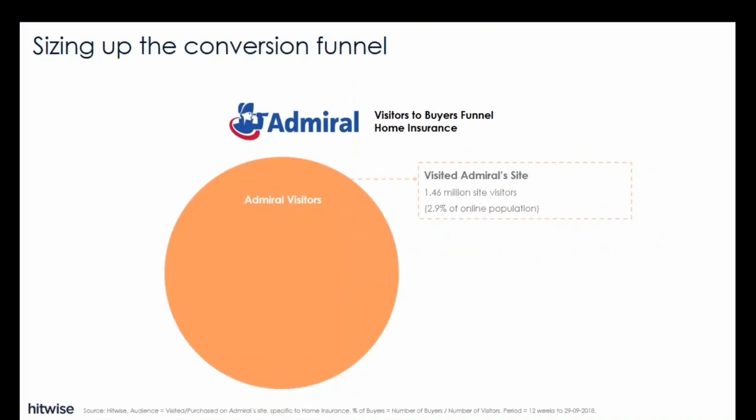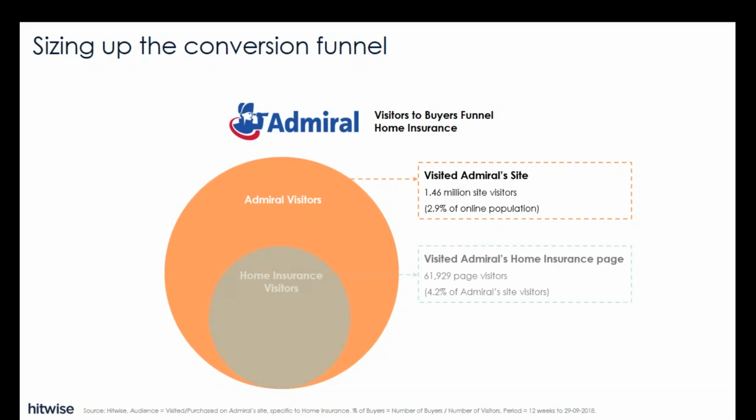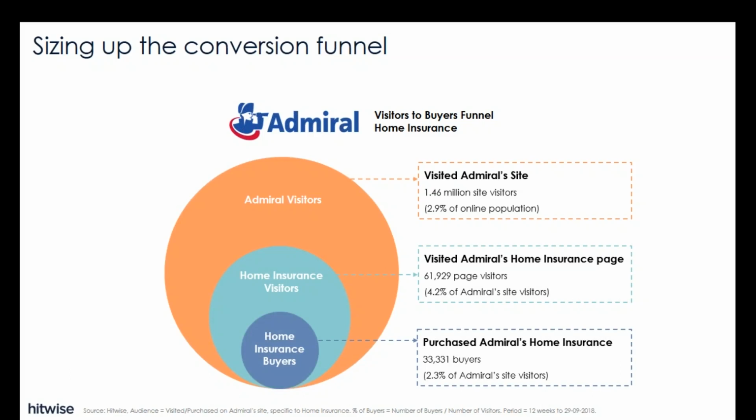Looking at that conversion funnel, in the past 12 weeks, visitors to Admiral account for about 1.46 million site visitors. That's about 2.9% of the online population. Then when we look at people visiting that home insurance page, they received about 61,000 page visitors. So that's about 4.2% of Admiral's audience. Then we can break this down further and look at the people that actually purchase home insurance. That accounted for about 33,000 who went on to make that purchase. So 2.3% of Admiral's total audience.